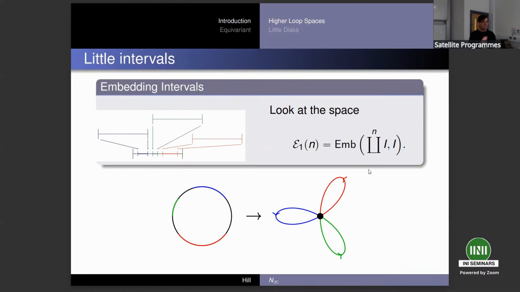Maps out of a bouquet of three circles in pointed spaces is the same thing as a triple of maps: one from the red loop, one from the blue loop, and one from the green loop. So I've written down a map from one circle, let's assume that I've pointed that one as well, into a bouquet of three. Pre-composing with that map gives me a way to take three loops in my space and turn it into one loop in the space. So every embedding of three intervals gave me a choice of multiplying three elements in my loop space.